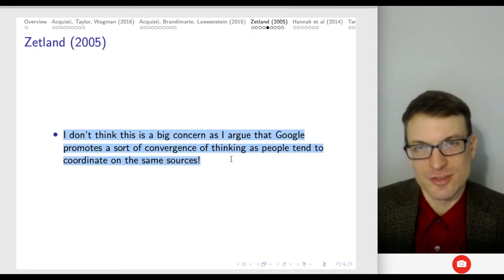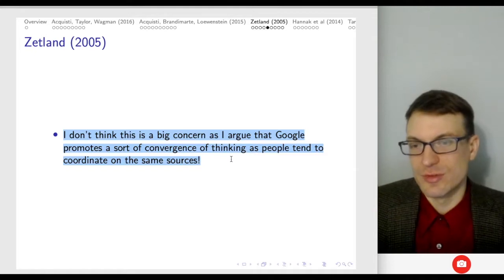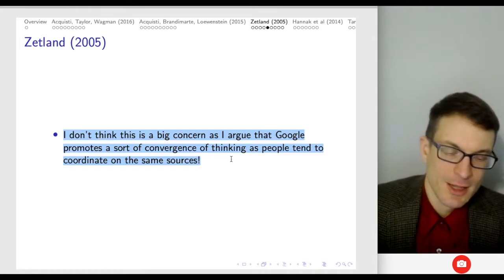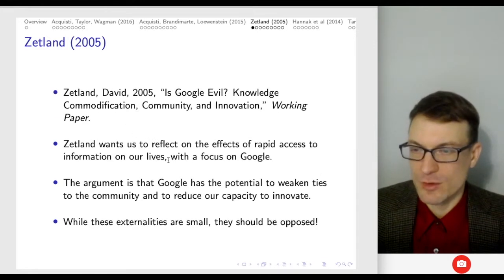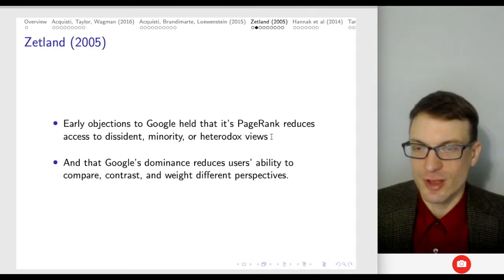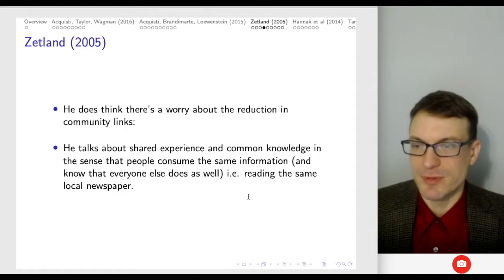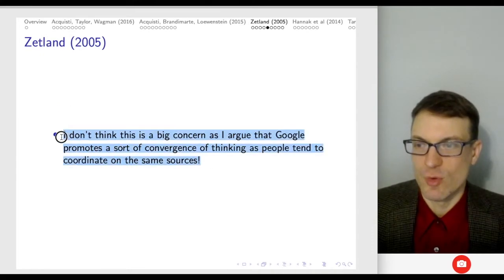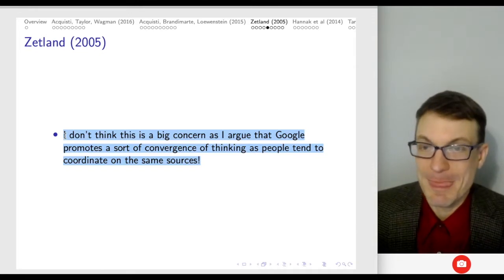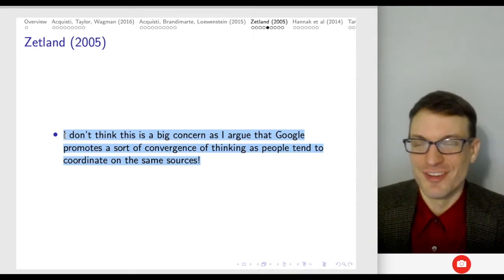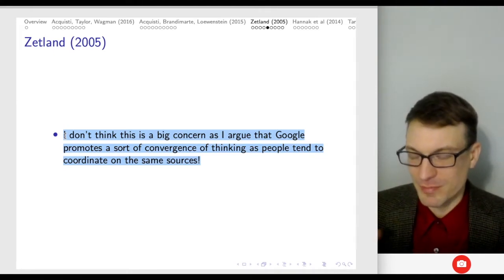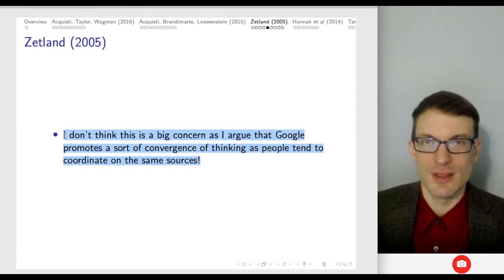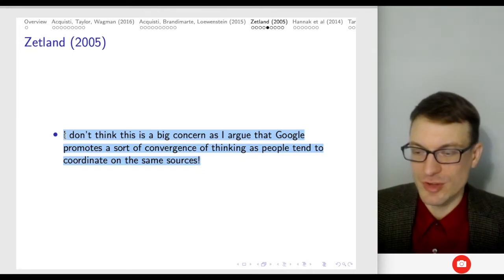So I think actually the concern from Google might go back to the original criticism against Google, which is that we might get too homogenous of views, right? So maybe people end up adopting and reading the same sources and then coordinate on those, and then that guides everybody's thinking. I see this because I see a lot of people posting the same sorts of things on social media, obviously having read the same stories.